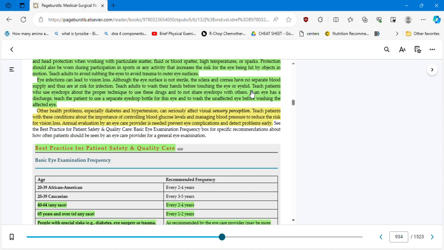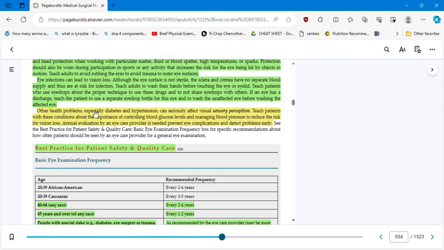Get a new bottle. I'm telling you, because you can cause an infection just by using a bottle with a previous agent. A causative agent could be a virus, a bacteria, whatever it is. Discard that. Teach patients who use eye drops about the proper technique to use the drugs and not to share drops with others. Yes, if an eye has a discharge, the patient should use separate eye drop bottles, exactly, for this eye, and wash the unaffected eye before washing the affected eye.